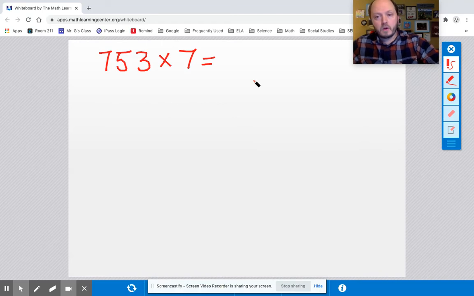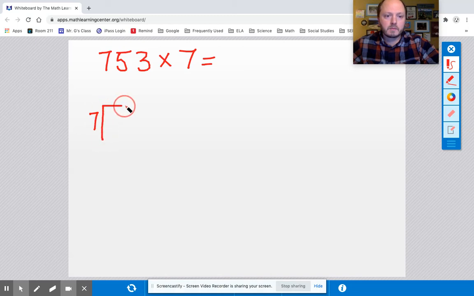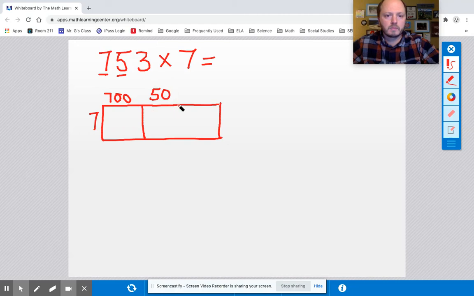Okay. So I hope you figured this out. I'm going to be figuring it out right now. So let's see. We have a rectangle that is going to have 7 on one side, and then it's going to be 3 parts. And I'm doing my best to draw straight lines, not switching over to the line tool. And the first part is going to be 700. The next part is going to be 50. And the last part is going to be 3. And notice how the boxes are not necessarily to scale, right?